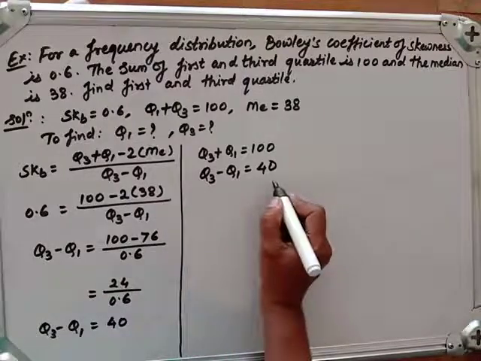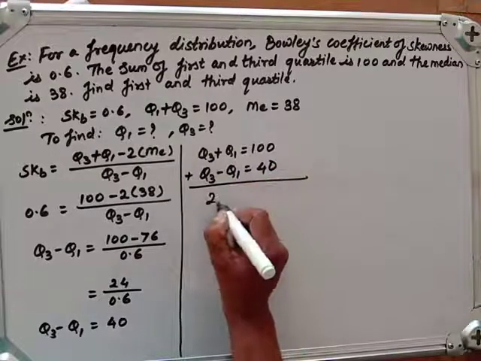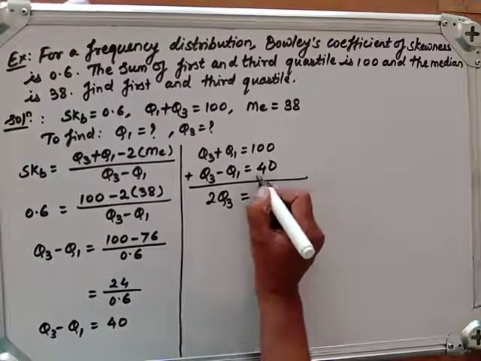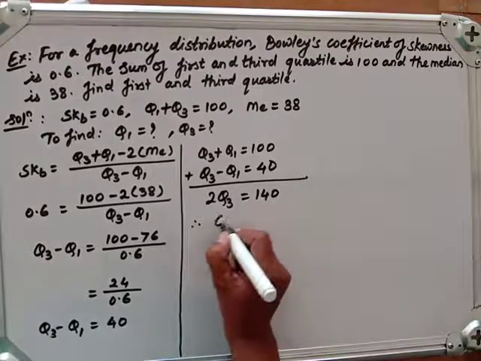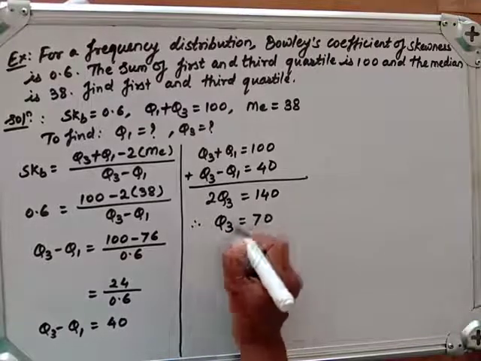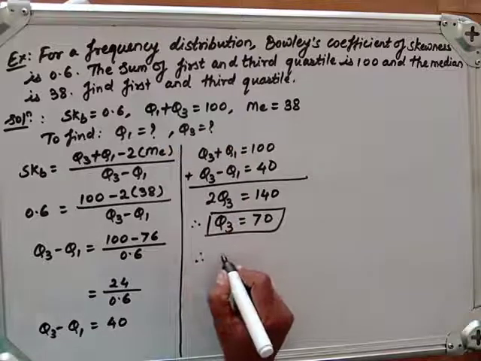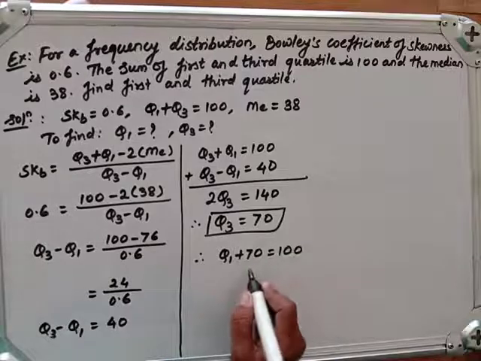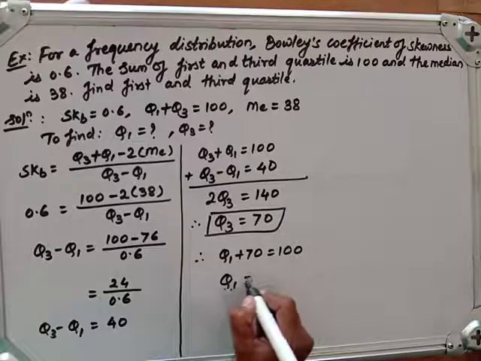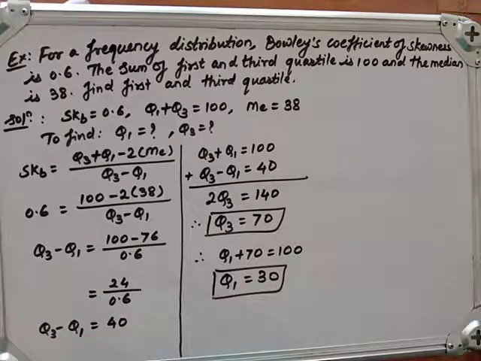By adding them, Q1 gets cancelled, so we get 2Q3 equal to 140. Therefore Q3 is 70. Once we get Q3, from this equation we can get Q1. Therefore Q1 plus 70 is equal to 100. So Q1 is 30. As such, we can easily get the values of the quartiles. Now, the next example.